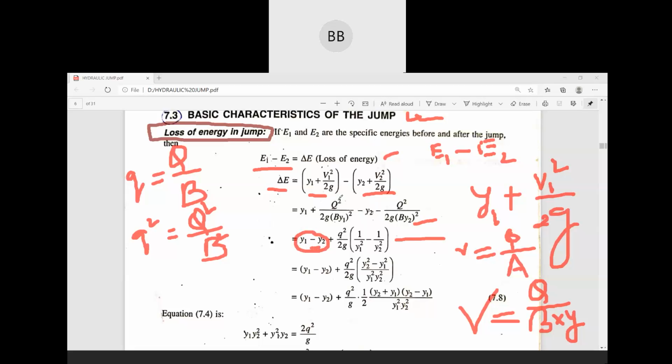Then in these two terms, q square by twice g B square is common, but q square by B square we have considered as small q square. So small q square by twice g is common in these two terms, and what is left out is 1 by y1 square, and here we have minus, so it will be minus 1 by y2 square.